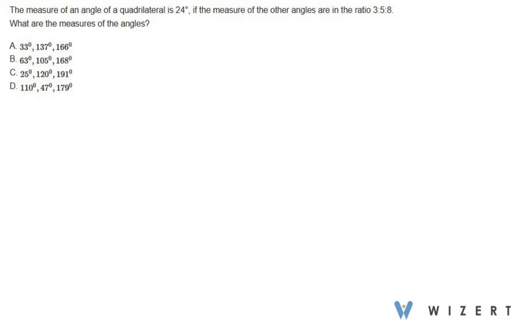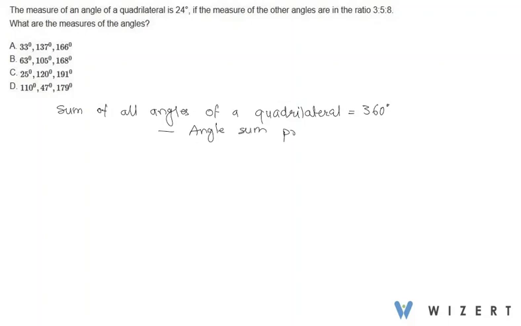Now we know that the sum of all angles of a quadrilateral is 360 degrees by angle sum property of quadrilaterals.